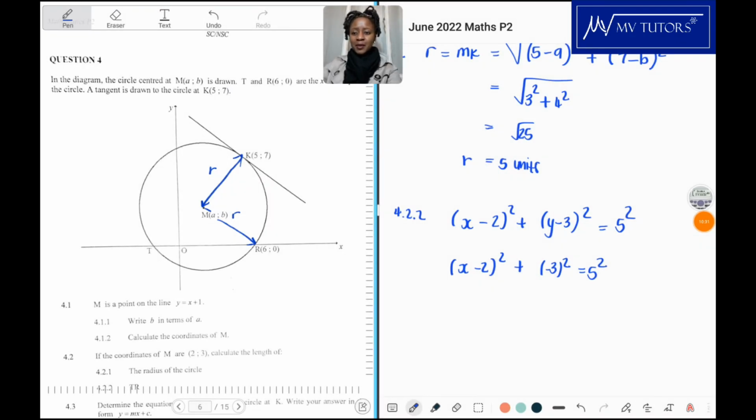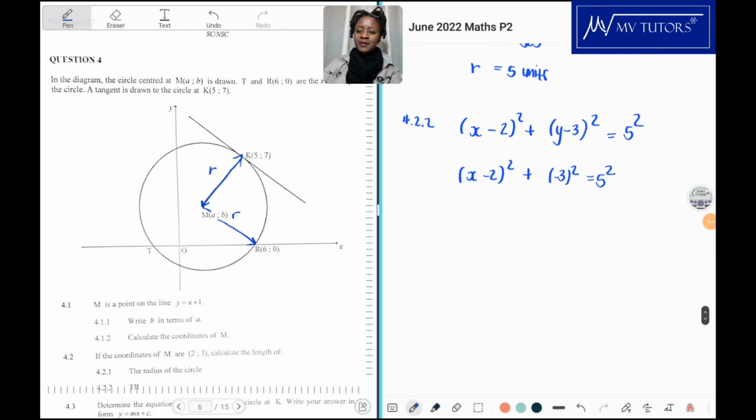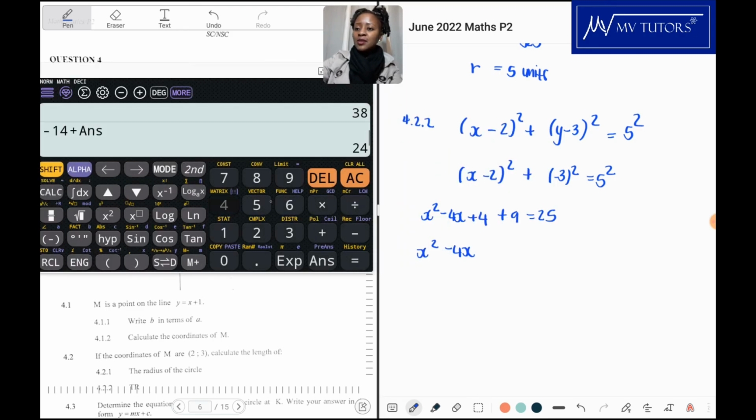Alright, so let us multiply out x minus 2 squared. That will be x squared minus 4x plus 4, and then we have a 9, and we have 25 over there. So I'm going to bring 25 to the left side. So I have x squared minus 4x, and then if I take 4 plus 9, that's 13. But let's just write everything as is. And I get negative 12.